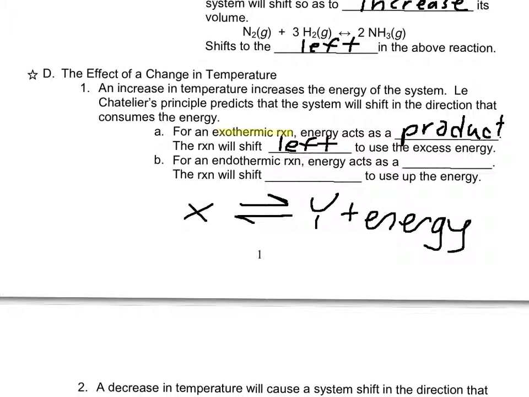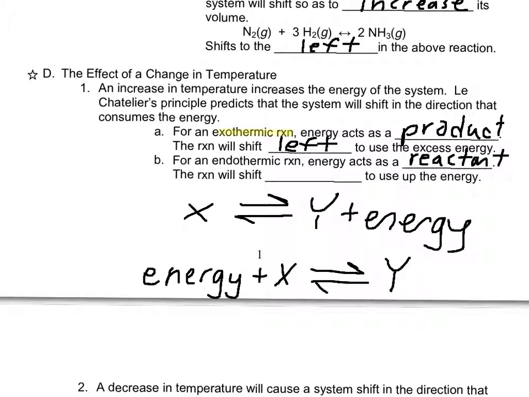For an endothermic reaction, you're going to have the opposite happening. Energy is acting like a reactant. It's using energy to make a reaction happen. So if I increase the temperature, if I increase energy, it's going to shift away from that increase. It's going to make more Y, so it's going to shift to the right. If I decrease the temperature, it would do the opposite. If I reduce the amount of energy, then it would shift back towards the left, trying to make more of our energy and make more of our X.